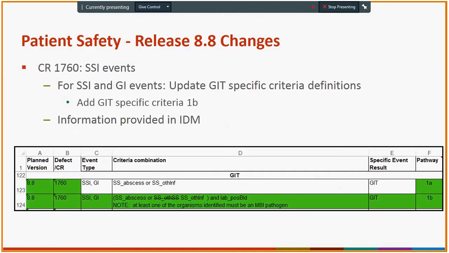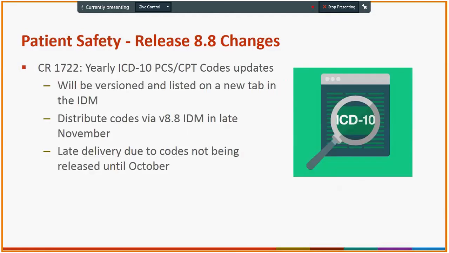CR 1760 is also for SSI events. There is an update for the GIT specific criteria definition 1B. The screenshot shows the information in the IDM specific criteria BR tab. Next slide.